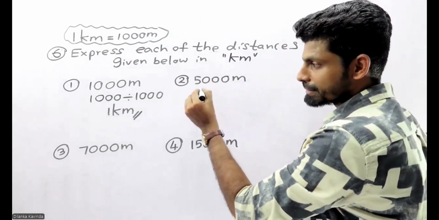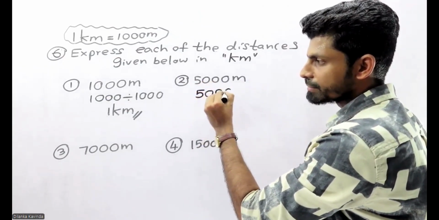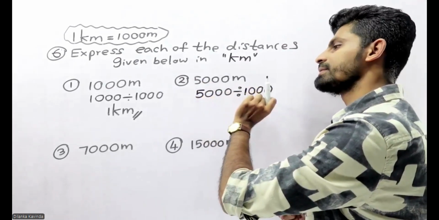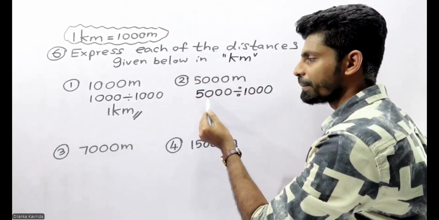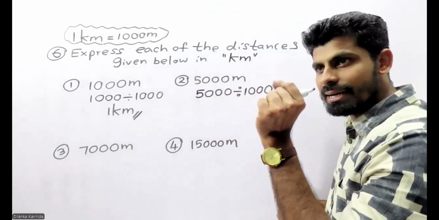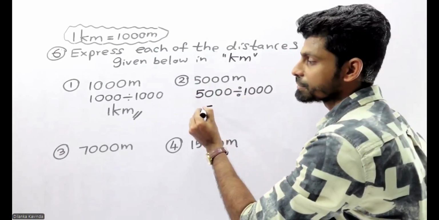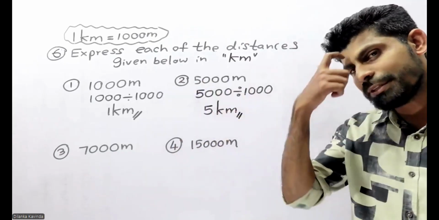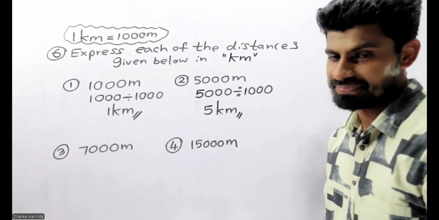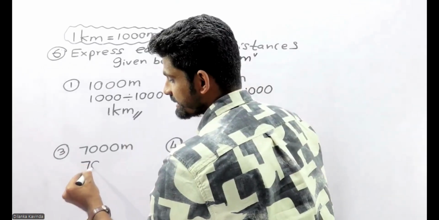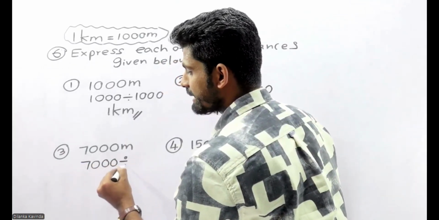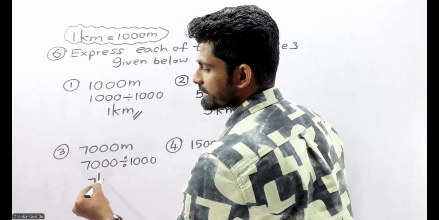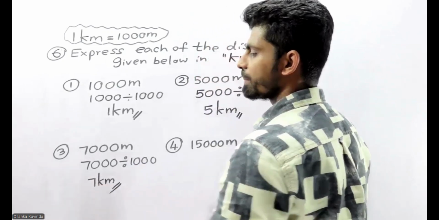Second one, 5,000. The value of 5,000 divided by 1,000. How many zeros should be cancelled out? The last 3 zeros should be cancelled out. So that means 5 kilometers. Next, 7,000 divided by 1,000 means the last 3 zeros should be cancelled out. So that means 7 kilometers.